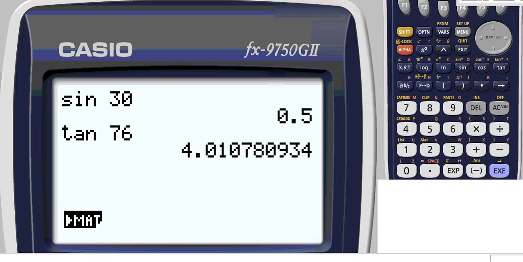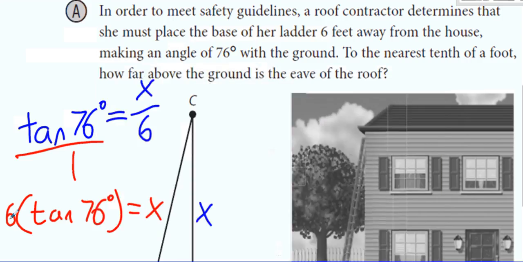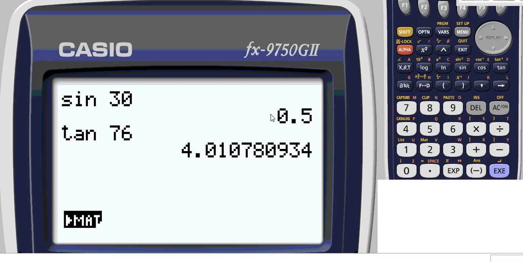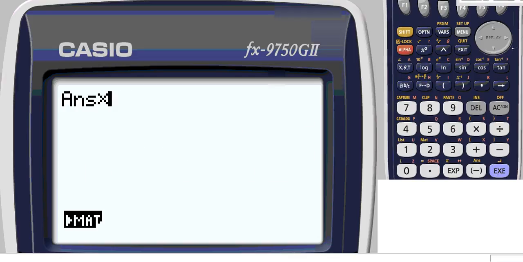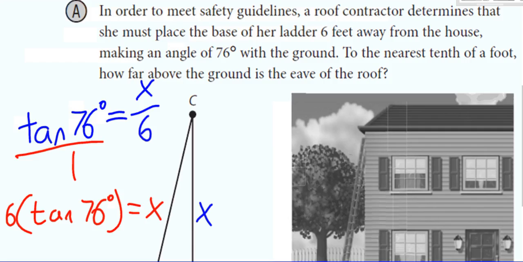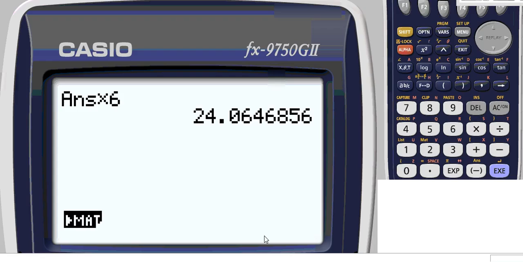So to finish off that problem, we have to multiply it by 6. 6 times tangent 76. So it's going to be 24 something. 24.065. Read the directions to see what it asks you to round to: the nearest tenth of a foot. So tenth of a foot, 24.1.